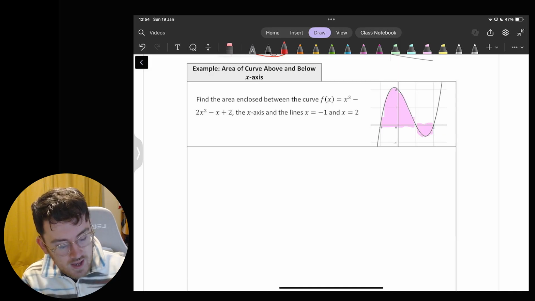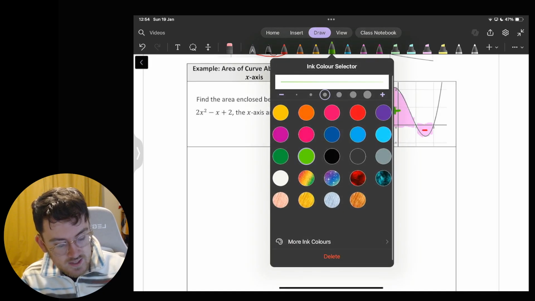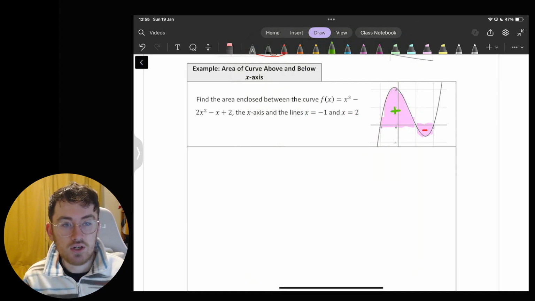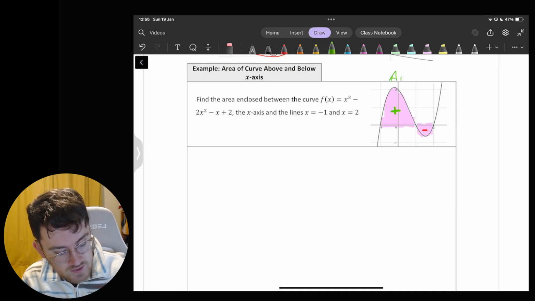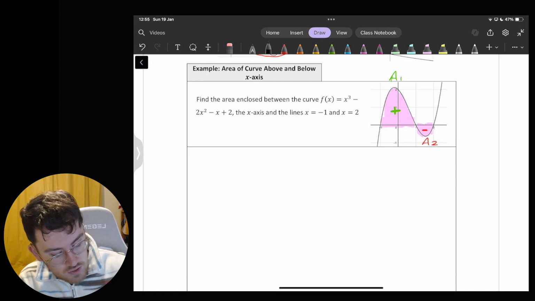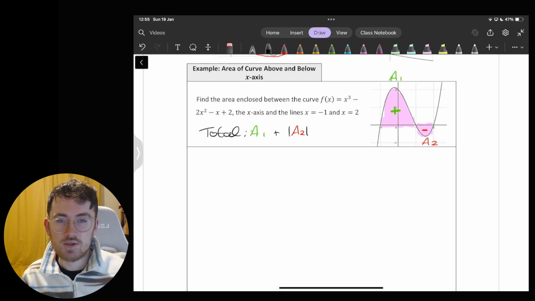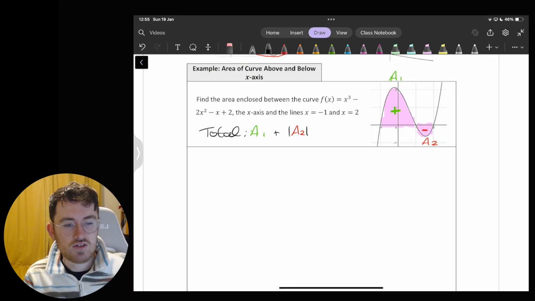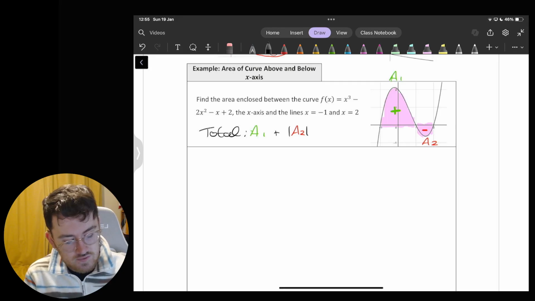below the axis. I already am making my kind of mark for myself that the region above the axis is going to give me a positive answer, the region below the axis is going to give me a negative answer. Okay, and we can give them names. We can call this A1, we can call this A2. So we'll just remind ourselves that the total is going to be A1 plus the absolute value of A2. Okay, and that's us making that acknowledgement and reminder for ourselves that even though A2 is going to give me a negative result, the actual area itself is going to be the absolute value of that. I'm taking the positive value.